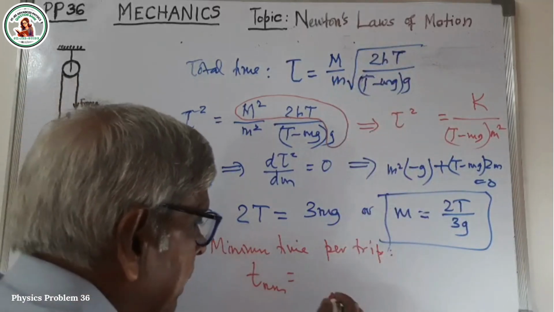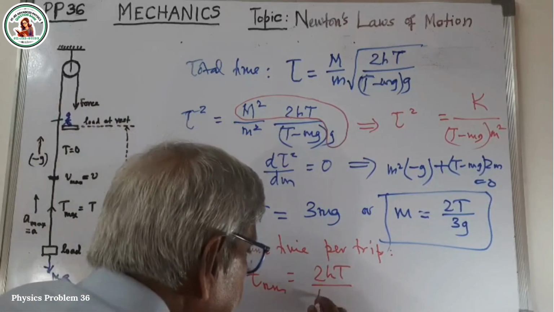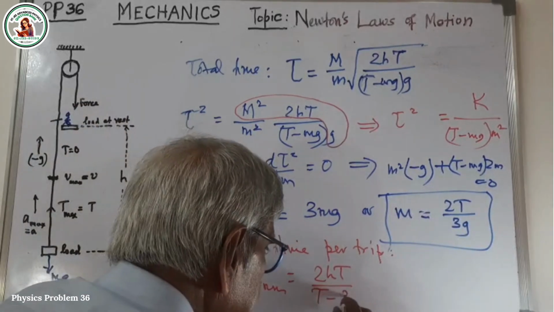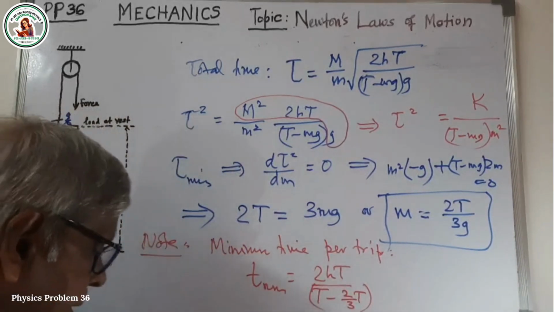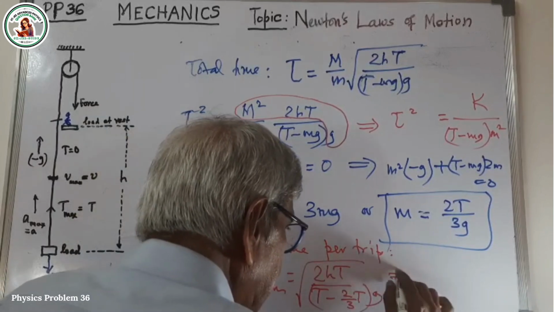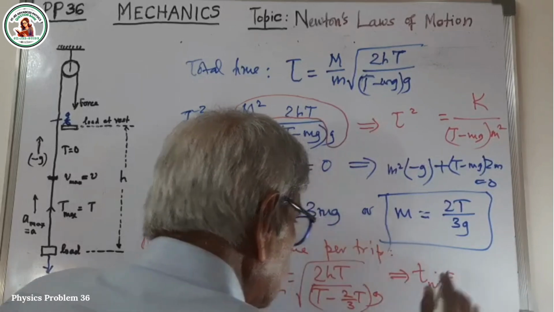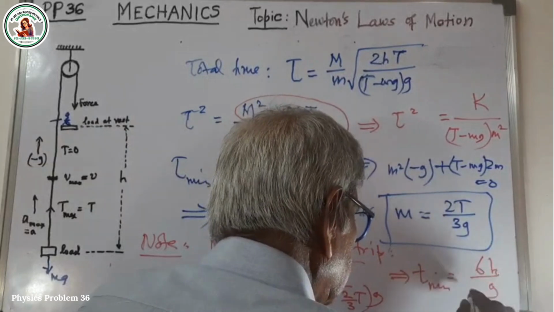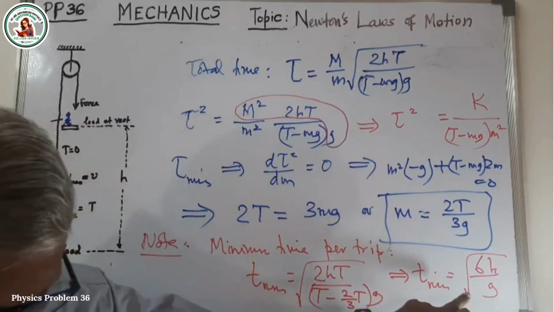So the T minimum will be the square root of 2hT by (T minus 2 by 3 T) into g, since mg is 2 by 3 T. You can simplify it and see that the minimum time per trip is the square root of 6h by g. So that is the minimum time per trip.